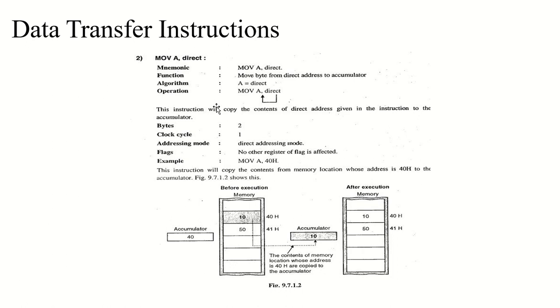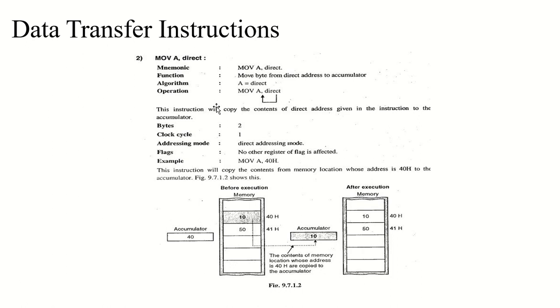We are not taking any register in operation, except the accumulator, but we are moving to the accumulator. So this is direct addressing mode, and in the process no other register or flag is affected except the accumulator and whatever memory address. Let's say we are having 40h, so the instruction will copy the content from the memory location whose address is 40h to the accumulator. Okay, it will not copy 40h to the accumulator, it will copy the content of the memory location 40h to the accumulator.